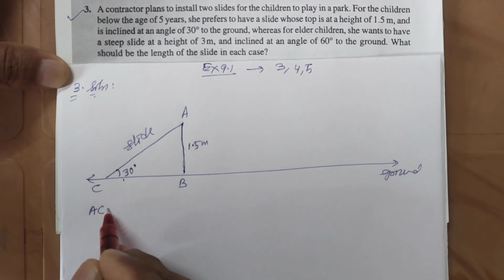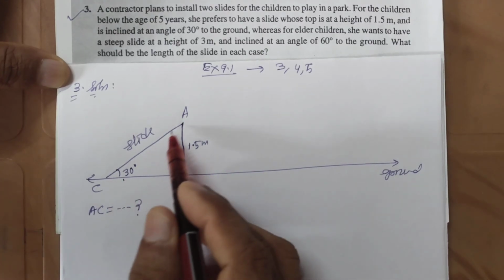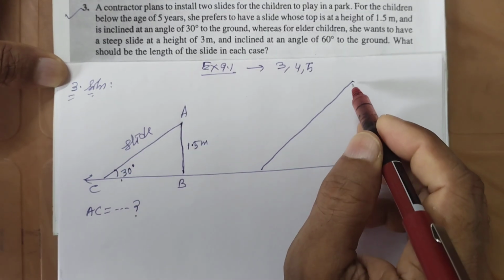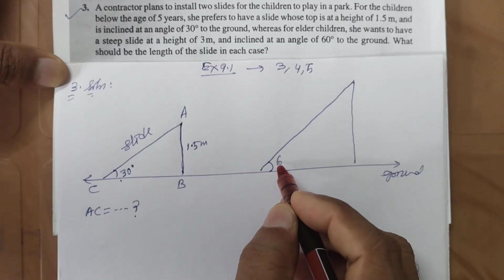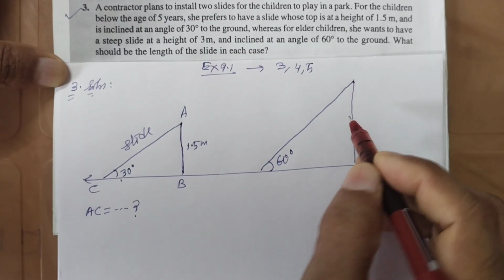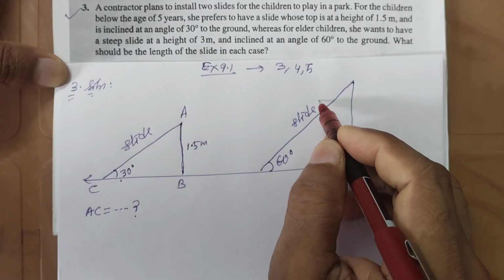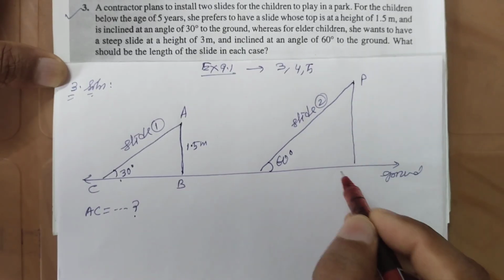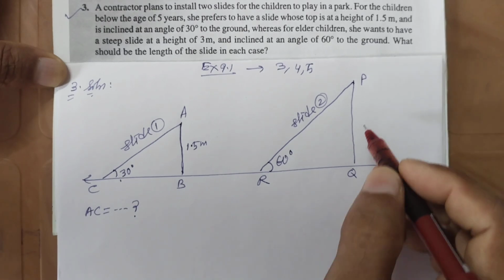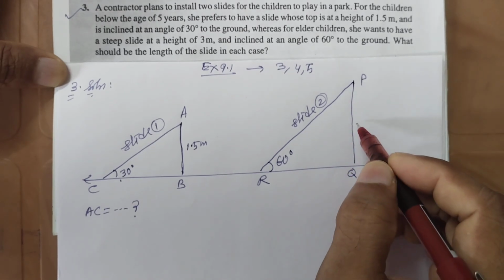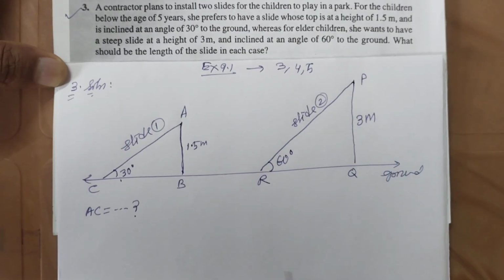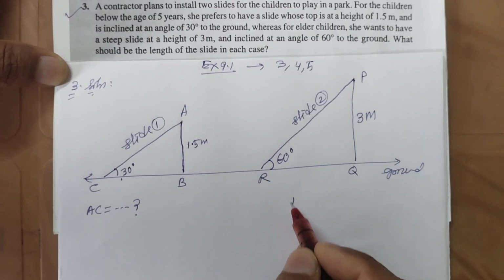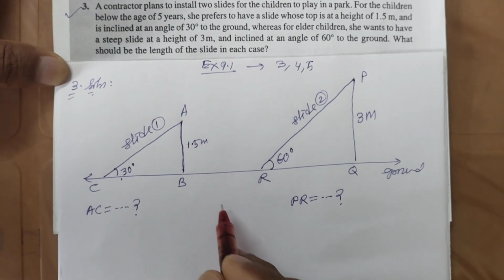You are asked to find the length AC. What is the length of the slide? Another slide is at a bigger inclination. The inclination is given as 60 degree. This is slide 1, this is slide 2. You can mark it P, Q, and R, and this is at a height of 3 meter. Here also you are asked to find the length of the slide. The length of the slide is PR. So there will be 2 parts in this question.